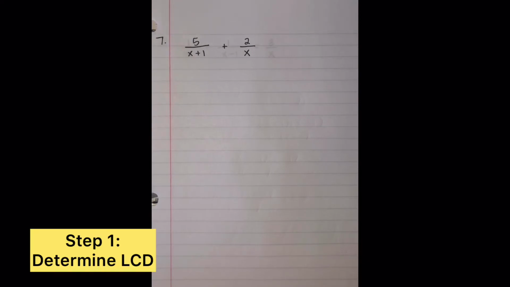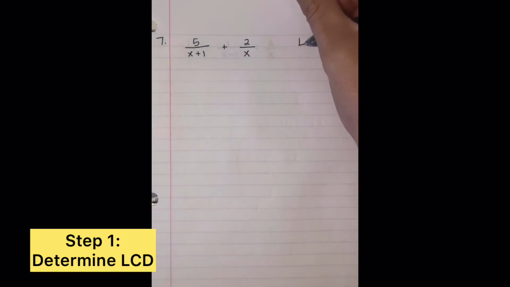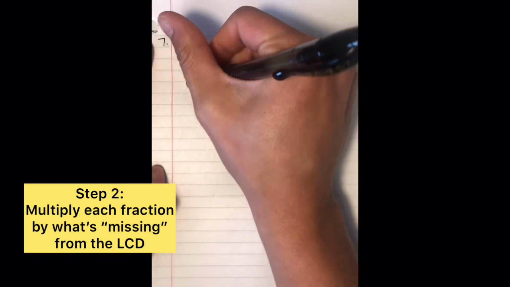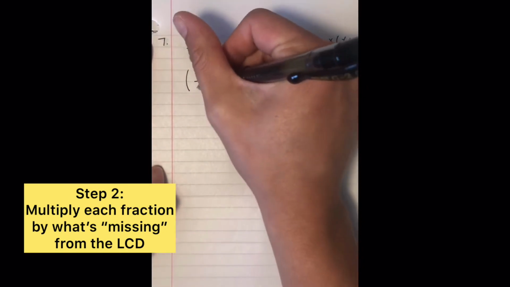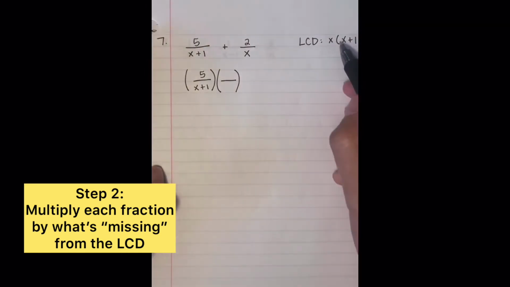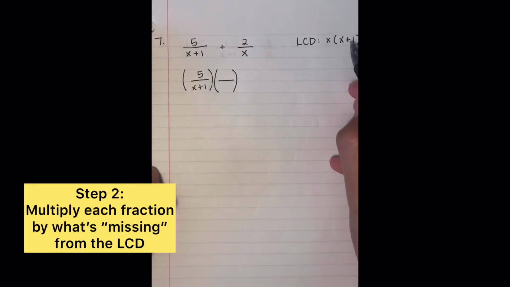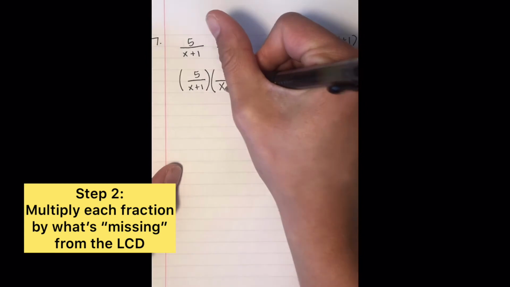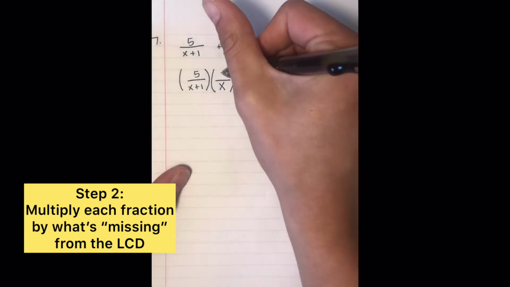Number 7, 5 over x plus 1 plus 2 over x. In order to combine, we need to find the least common denominator. In this case, it is x times x plus 1. So this first fraction, I've got 5 over x plus 1. I need the denominator to be x times x plus 1, so I need to multiply by x. You can't just multiply the bottom, you need to multiply the top as well.